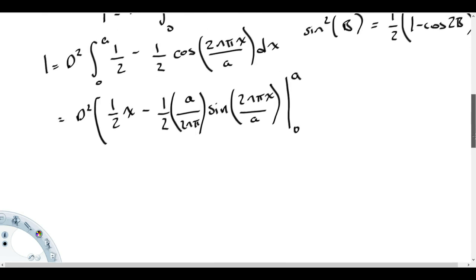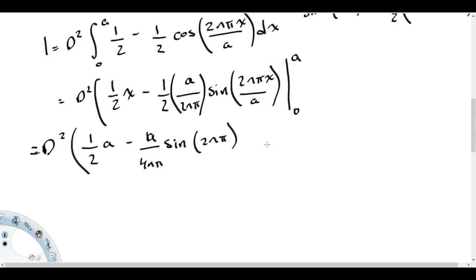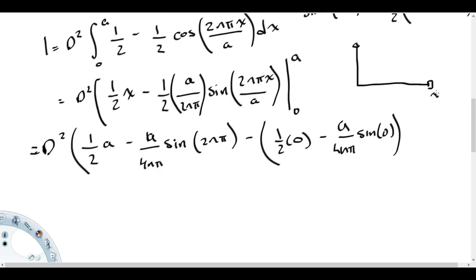Alright. So this gives us d squared there. We plug in the first upper limit: half a minus a over 4n pi sine of 2n pi. Okay, I'll write out the full thing actually. Then enforcing the lower limit, we subtract it, so it's half 0 minus a over 4n pi sine of 0.